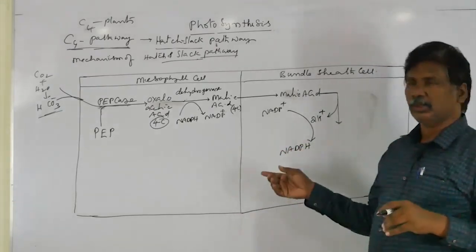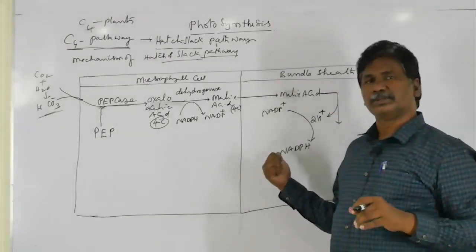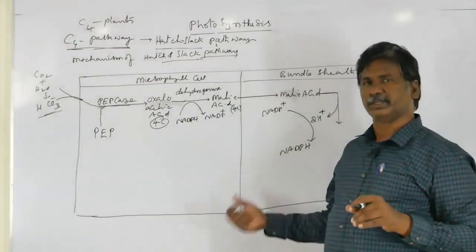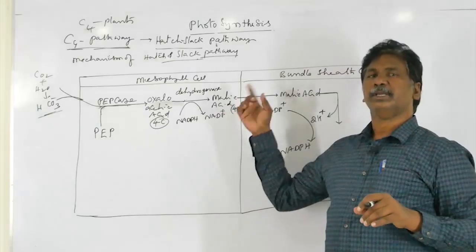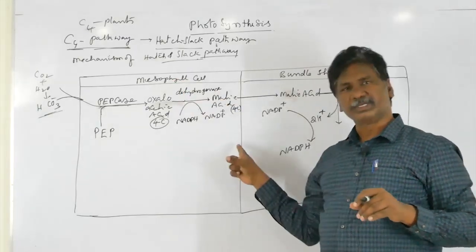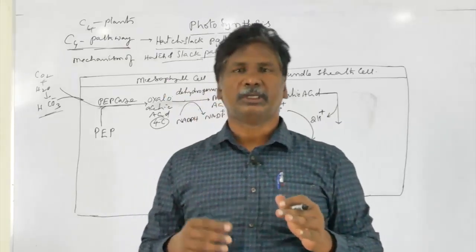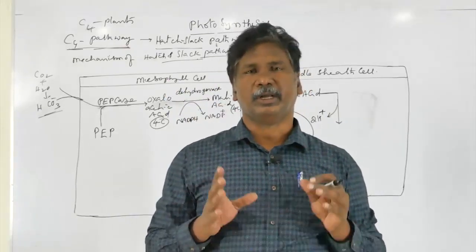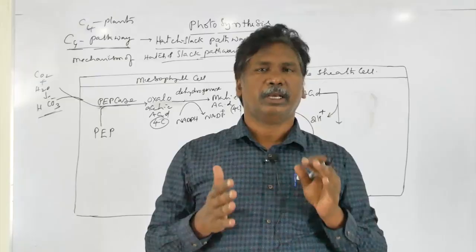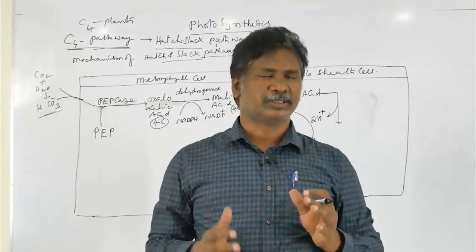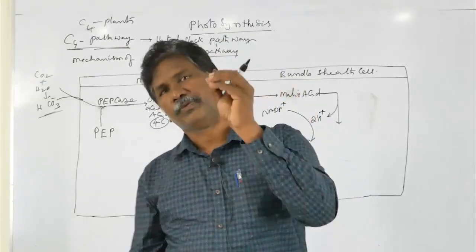You can see this one. One NADPH is synthesized within the bundle sheath cells, but one NADPH is utilized within the mesophyll cells. Both compensate each other. That's why there is no need for any additional NADPH during the C4 pathway or C4 cycle.